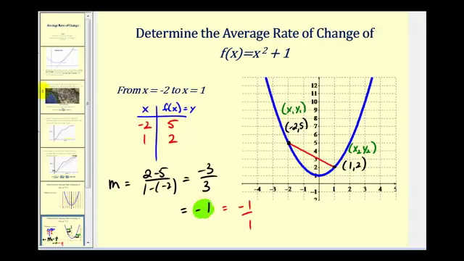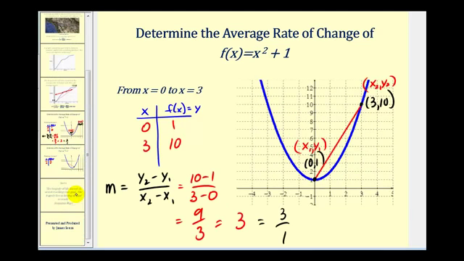And the same thing on the previous example. Even though it's more meaningful to write it as 3 over 1, you should express the average rate of change as +3.